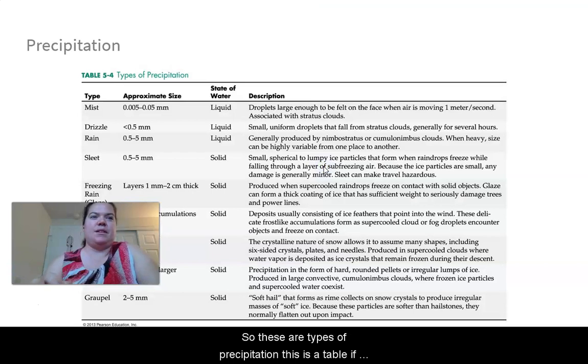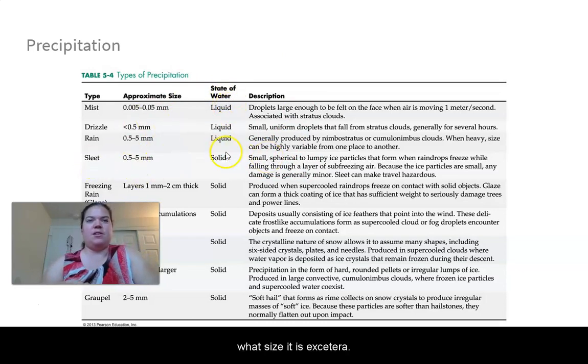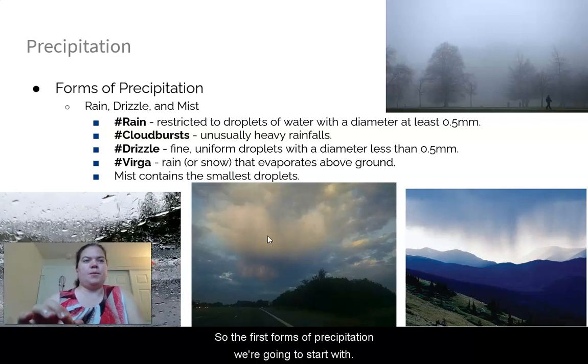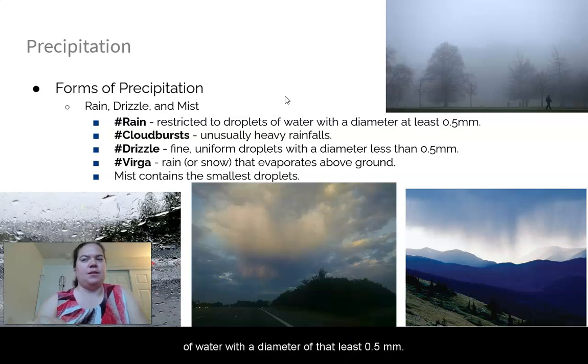Okay, so these are our types of precipitation. This is a table if you need a description or to find out is it liquid or solid, what size it is, etc. So the first forms of precipitation we're going to start with are from warm clouds. So rain, which is restricted to droplets of water with a diameter of at least 0.5 millimeters, looks kind of like this on your windshield.